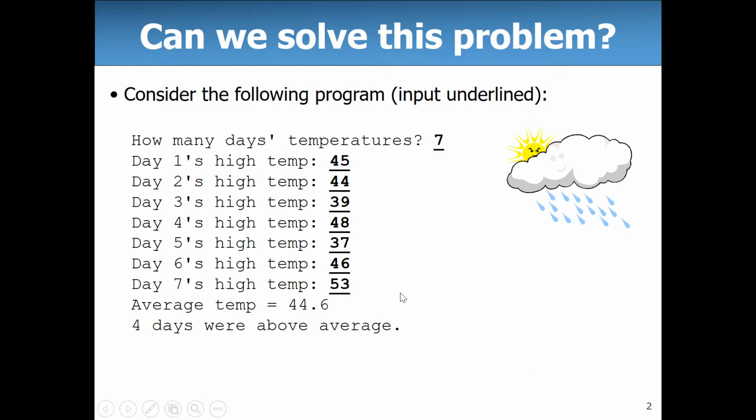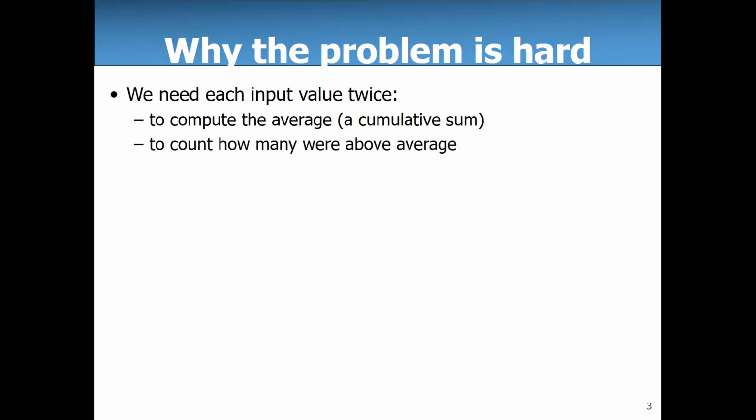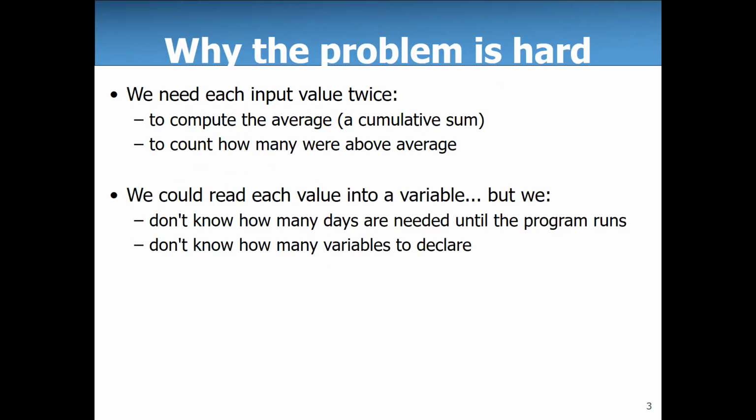to see how many of those were above average. This is similar to the problem we needed here, where I was asking how could I calculate the median? Or how could I figure out what the second highest was? I would need to store all the values and be able to refer to them a bunch of times. We could read every value into a variable, like I was saying. We could make a bunch of variables, but we don't know how many we need until the program runs.